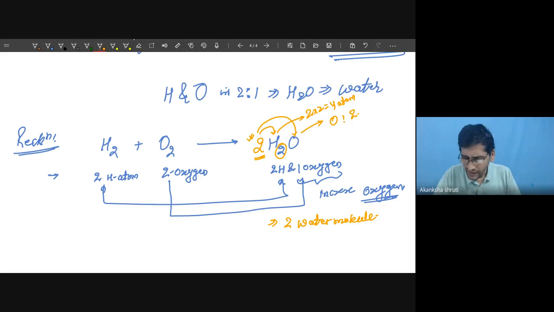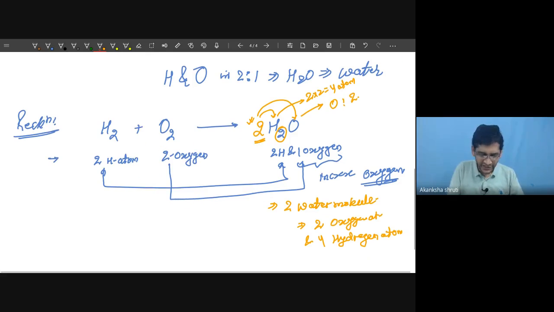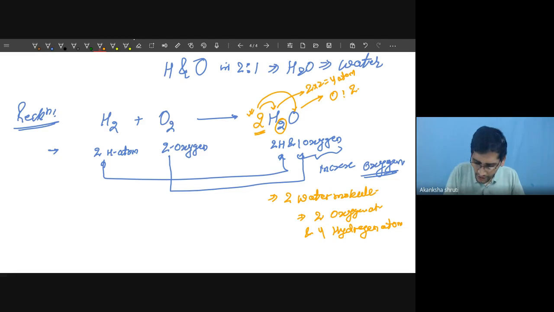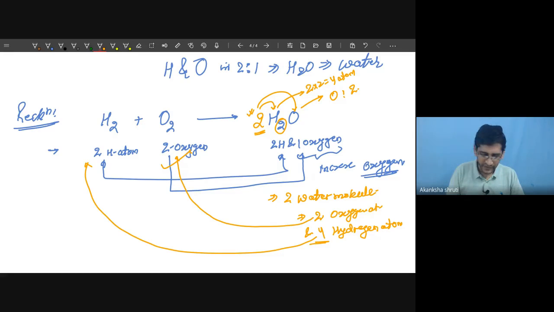So 2 water molecules means 2 oxygen atoms and 4 hydrogen atoms. But are these 4 hydrogen atoms present in the reactant? No. Student, here we are observing that 2 oxygen atoms, it is okay. But this is 4. To balance this, I need to increase this. So for this, we are putting the prefix 2 before the hydrogen to increase it.